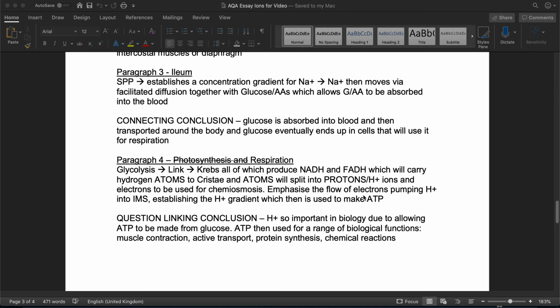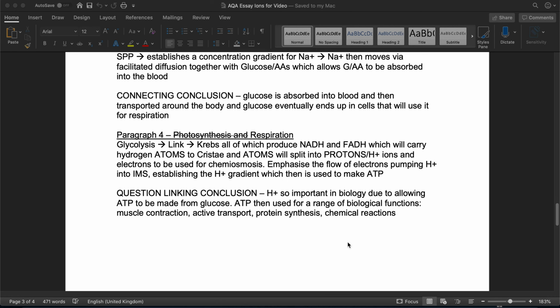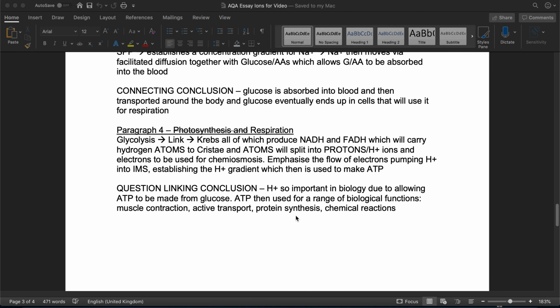So I've just acknowledged here, remember NAD and FAD, they're hydrogen atom carriers. And then those atoms split into the protons. And we'd obviously focus on those protons in a fair bit of detail because that's what the question's asking. It's asking us about ions. So we're going to talk about those H+ ions and the H+ gradient, which is then used for chemiosmosis and making ATP. And there we go. There's the final reference back to the question in the final part of that paragraph.